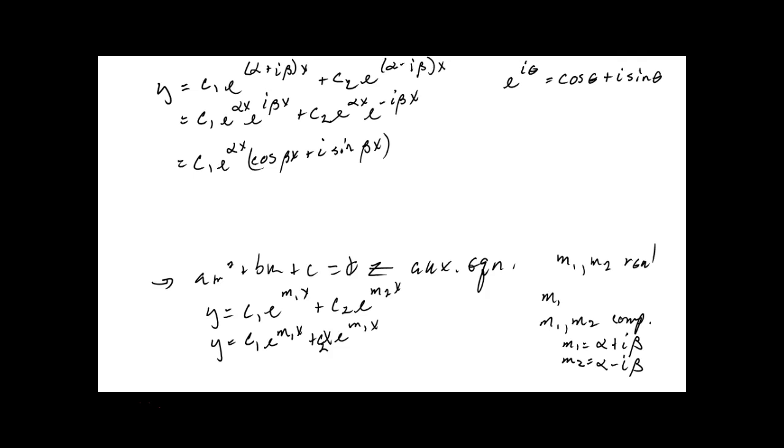Wait, okay, that's just the first part of it. Then plus C2 e to the alpha x times, and then e to the minus I beta x is going to be cosine beta x minus I sine beta x. Okay.